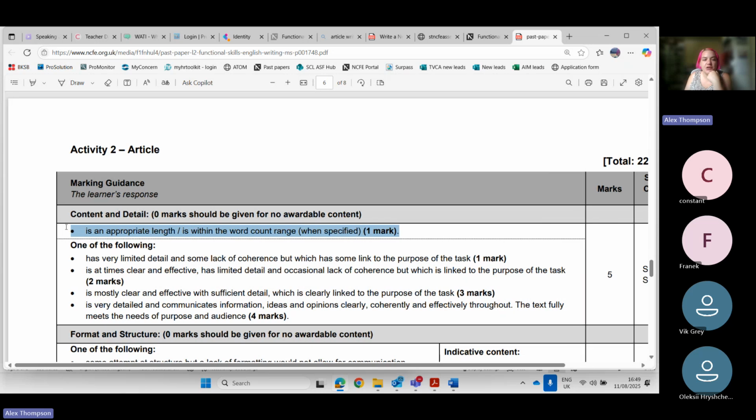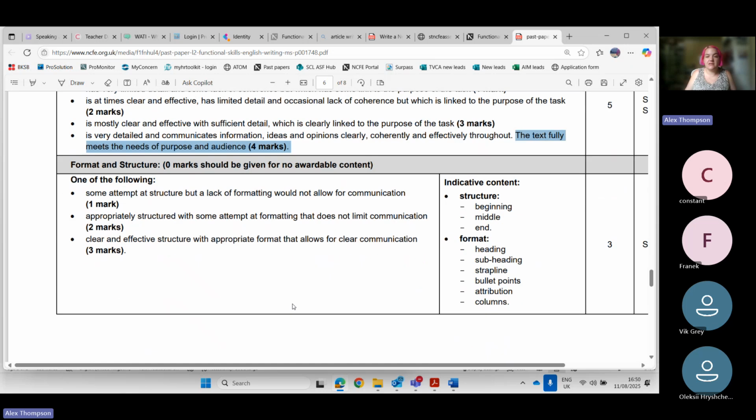So is our text of an appropriate length? It is more than 250 words, so yes, we score 1 mark. Have we given enough detail? This is why I wanted 300 words, I would be more confident I had given, I would make it very detailed. So now, it also says the text fully meets the needs and purpose of the audience. Does it look like an article? Does it sound like an article? Is it an article? If the answer is yes, you can score 4 more marks.